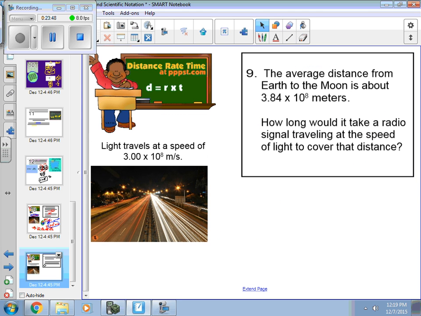All right, one last one, very similar. Why don't you pause the video, try this one out on your own first, and then we'll see what you get. All right, let's see what you got.